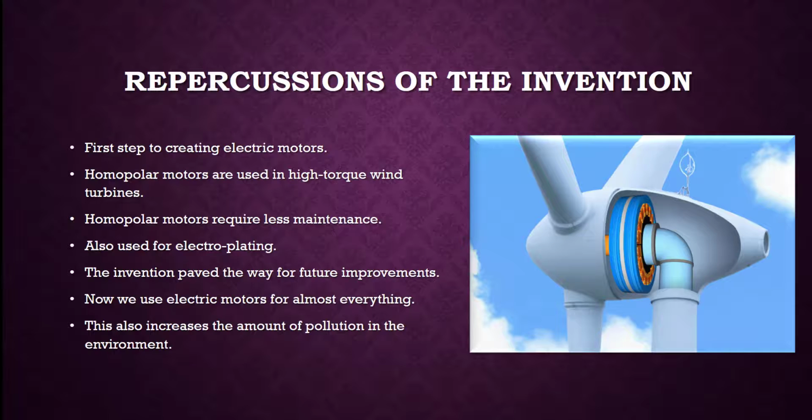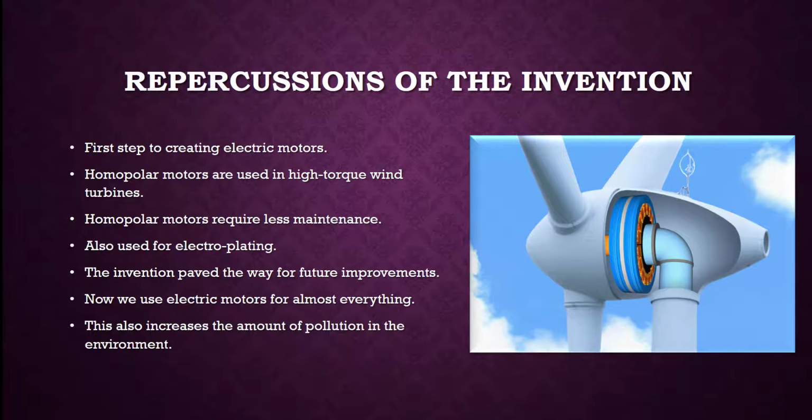Homopolar motors are now used in high torque wind turbines, as you can see in the photo here. And homopolar motors require less maintenance, so that's why they use them in the wind turbines, because, well, you can imagine doing maintenance on a turbine that is 60, 80, 100 meters high, whatever it is, it's hard, right? It's also used for electroplating, which is something that someone else talked about, where you plate one object with a certain material using electricity. The invention paved the way for future improvements in the motor, which is what ended up leading us to the ability to use it in turbines.